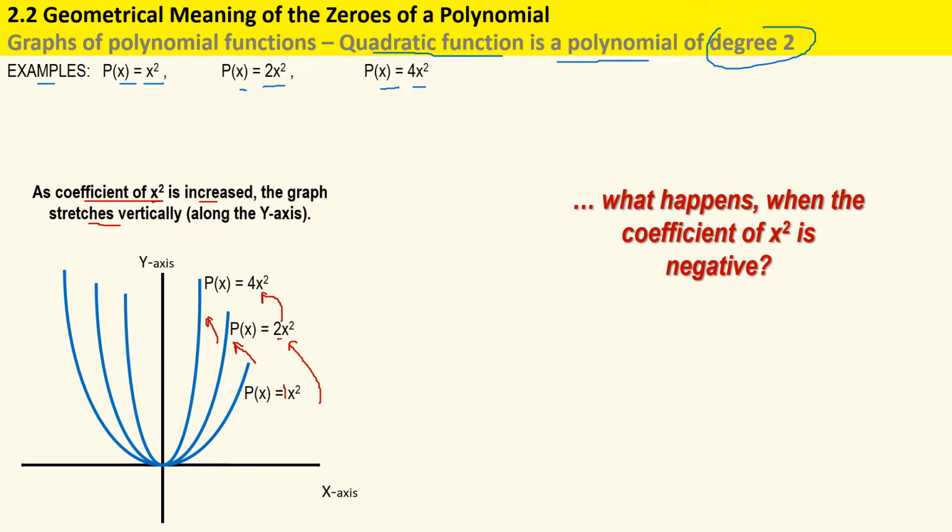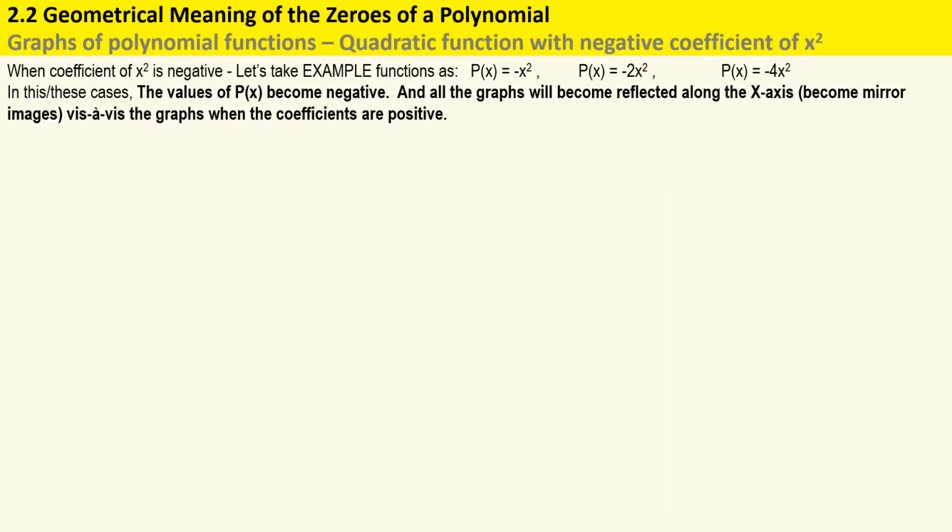But what happens when the coefficient of x square is negative? Because in all these three examples we have considered the coefficient to be positive. Here it is +1, here it is +2, here it is +4. But what happens when the coefficient of x square is negative? So let's see how the graphs look when the x square coefficient is negative. Let's take examples p(x) = -x square, p(x) = -2x square, and p(x) = -4x square.